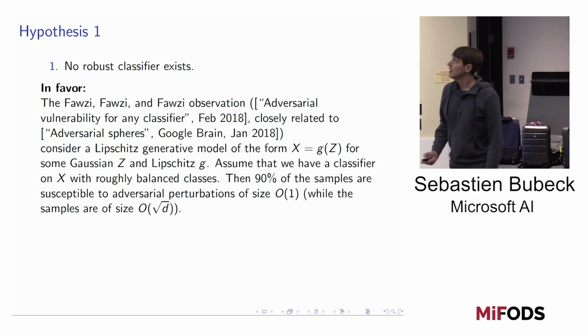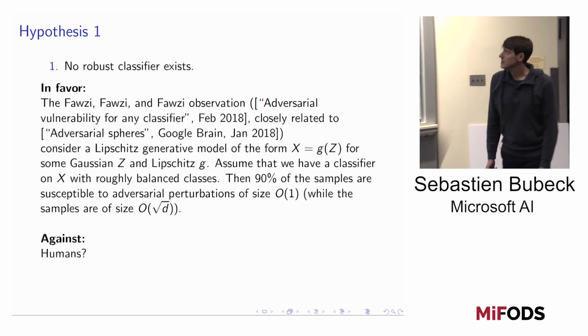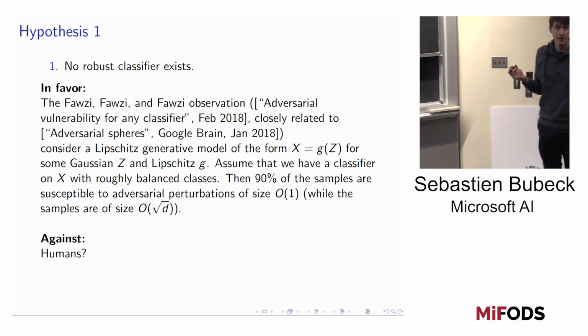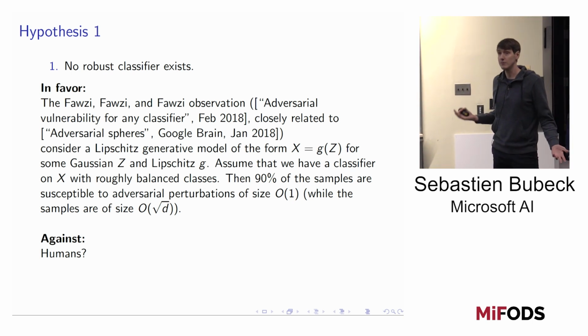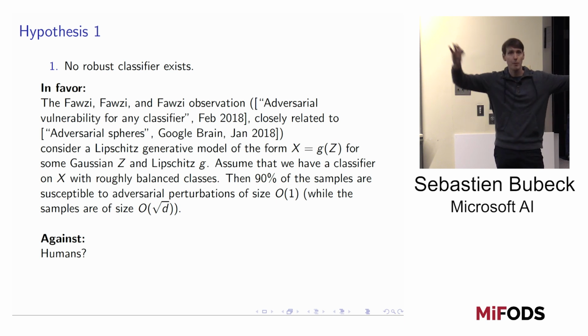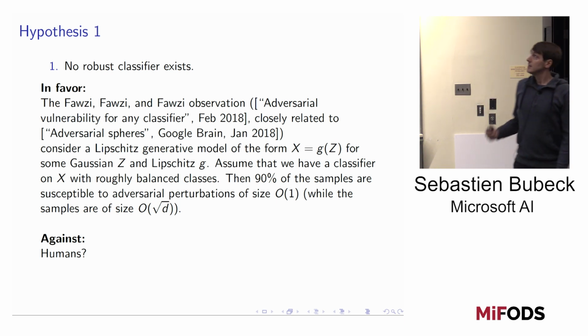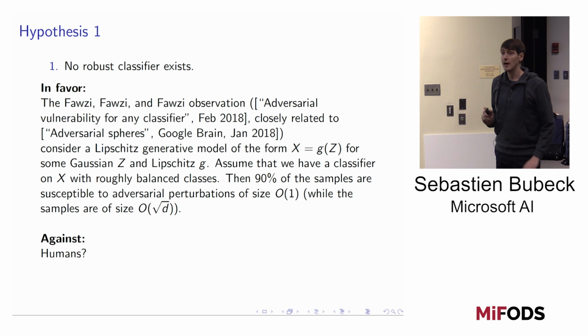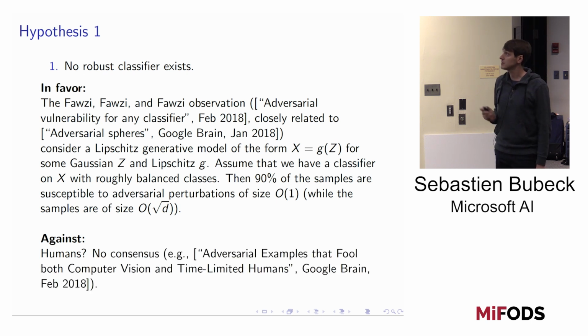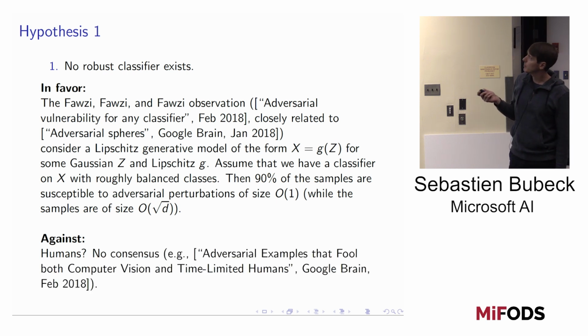Now, what's an argument against? Well, humans. We believe that we are pretty robust. It's hard to think that you could change a few pixels in this picture and suddenly I think I'm on the beach in Hawaii. I think it would be nice, but that being said, I should also say definitely there is no consensus. This is one paper, from basically the same group: adversarial examples that fool both computer vision and time-limited humans.